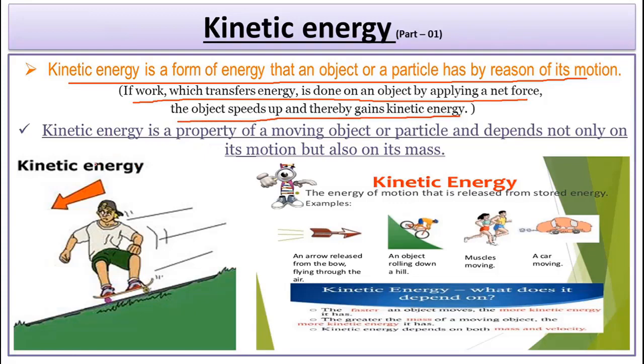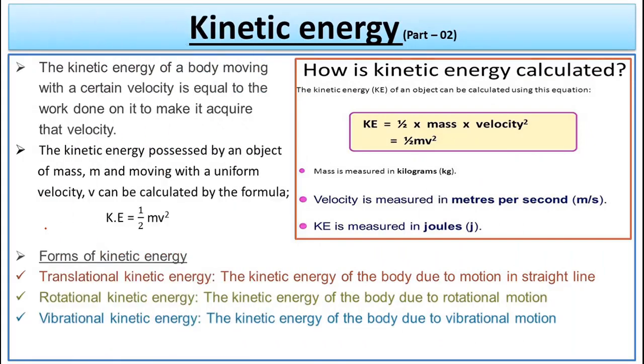You can also say that kinetic energy is a property of a moving object or particle, which depends not only on the motion but also on the mass of the body. Now, let's understand how to calculate kinetic energy.